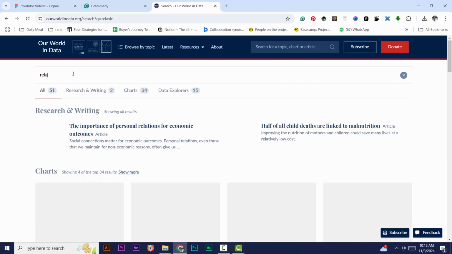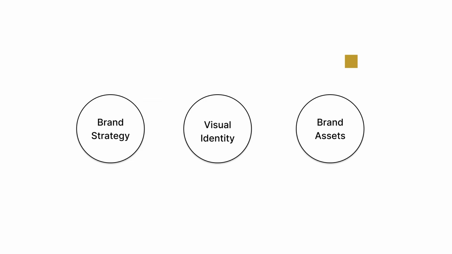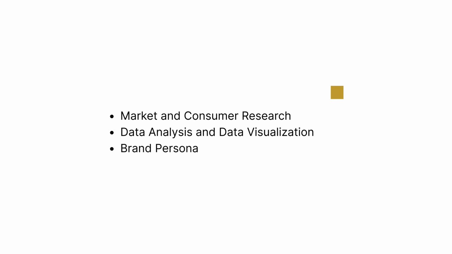The first thing we will do is to map out the processes involved in a complete brand identity system. In this course, we will focus on three processes, which are the brand strategy section, the visual identity section, and the digital and print brand assets. The brand strategy section involves a thoughtful and strategic approach to defining the brand's identity, positioning, and communication strategies. The brand strategy section requires technical skills like market and consumer research, data analysis and data visualization, and brand persona development. So let us start with the market and consumer research.